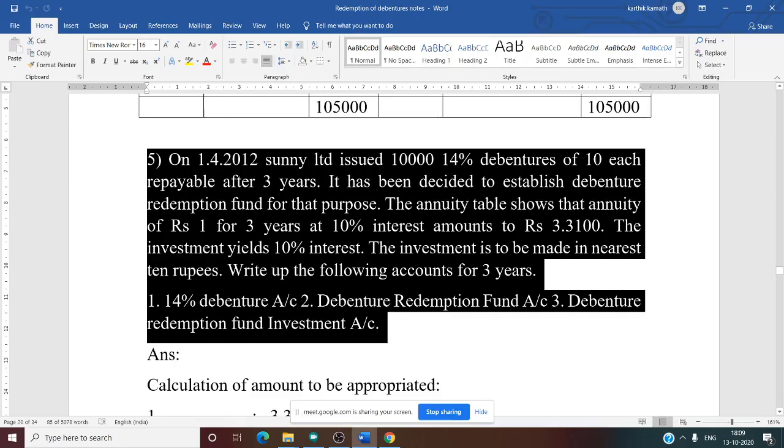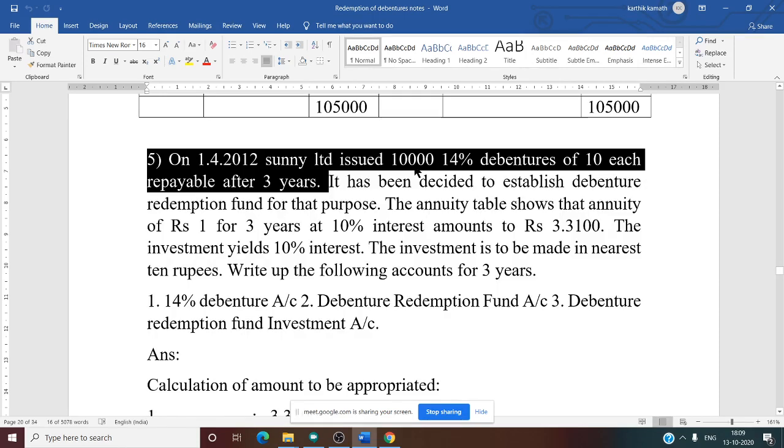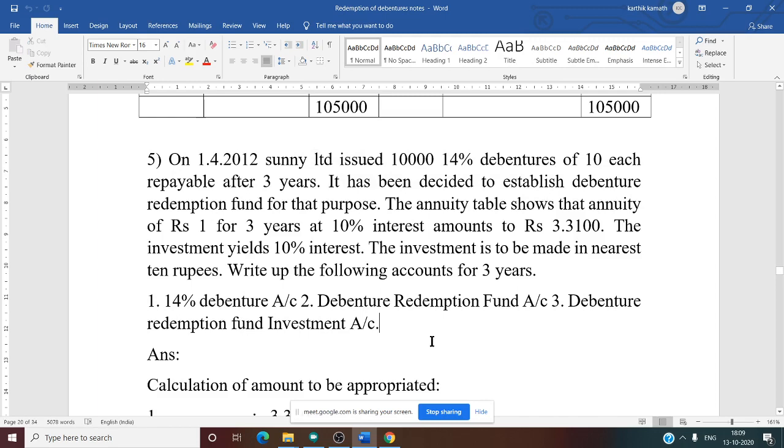On 1/4/2012, Sunny Limited issued 10,000 14% debentures of 10 each repayable after 3 years. That means now we know the issue date. What is our issue date? Issue date is 1/4/2012. What is our term? Term is 3 years. It is very specifically mentioned in the problem. And debenture value. What is the debenture value? 10,000 debentures of 10 each. That means total debenture value is 1 lakh. 10,000 into 10 is 1 lakh.